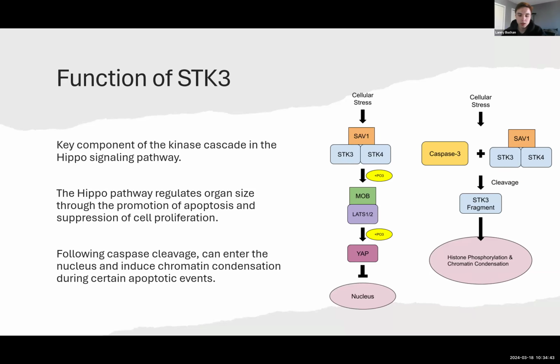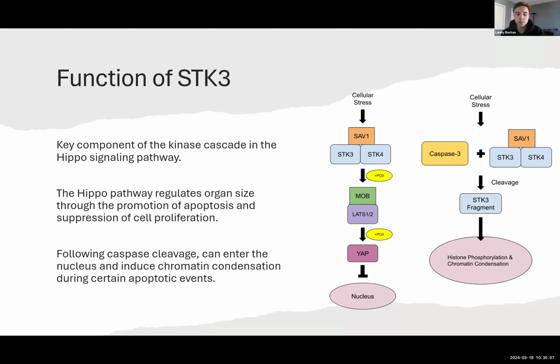So in response to cellular stress, STK3 and its homolog STK4 will dimerize and complex with the regulatory protein SAV, which will then go on to phosphorylate the LATS1 and 2 kinases alongside their regulatory protein MOB, which will lead to the phosphorylation of the oncoprotein YAP, which is then rendered unable to enter the nucleus and promote the genes that promote cell growth and inhibit apoptosis.